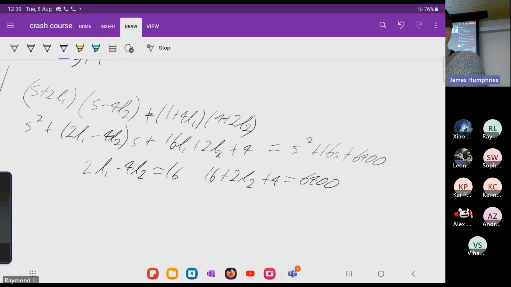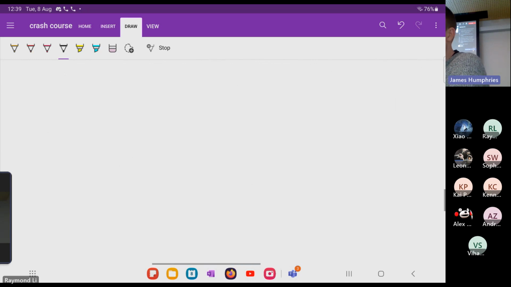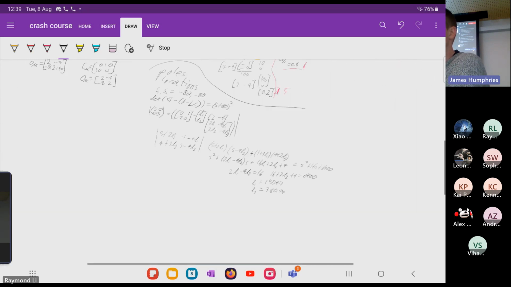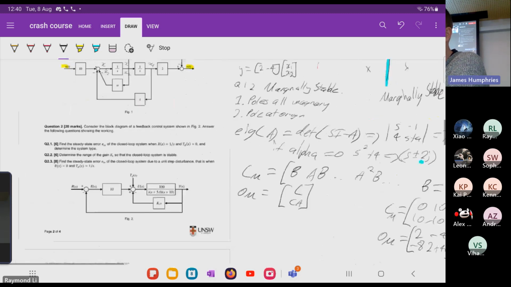And then you basically will just solve simultaneous equations to eventually get L1 is equal to 150.47, and then L2 is equal to 380.94. Happy with that? Yeah, it's just a lot of working. And finally, that's the end of... Is that enough? Did you want to look at that again? Oh, yeah. Cool. All right. No worries. That is the end of question 1.